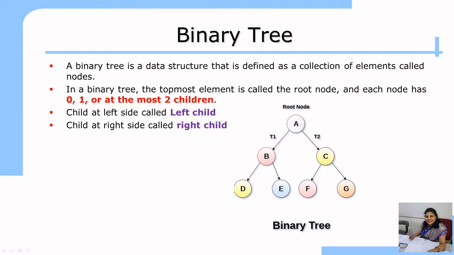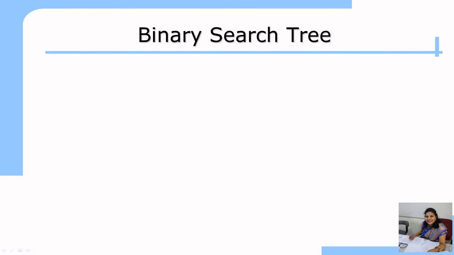The topmost node is the root node A. Any node can have at most 2 children. So A has 2 children, B and C. B is at the left side of A, so it is also known as the left child of A. C is at the right side of A, so it is also known as the right child of A. D is the left child of B, E is the right child of B, F is the left child of C, and G is the right child of C.